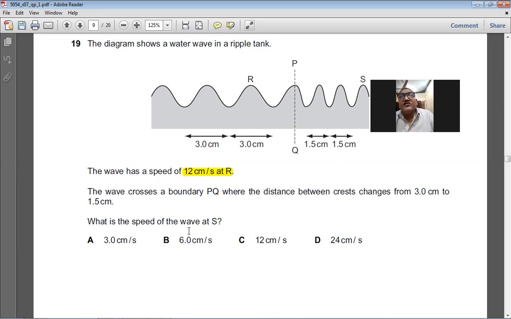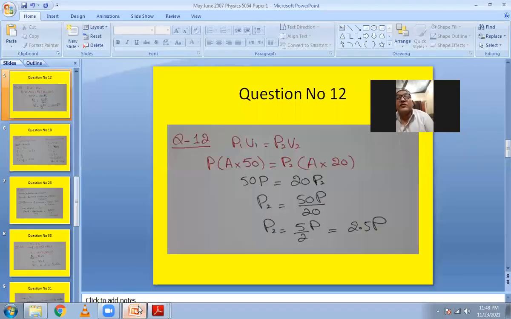The wave crosses the boundary PQ, where the distance between the crests changes from 3 centimeter to 1.5 centimeter. What is the speed of the wave at the S? Okay, so I have done this on a paper. Let me show you my work.